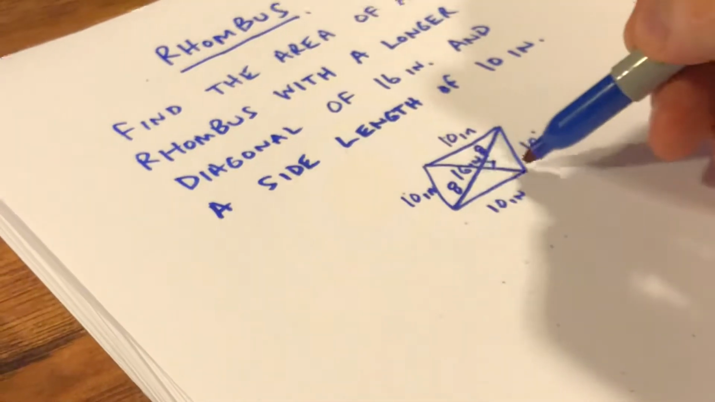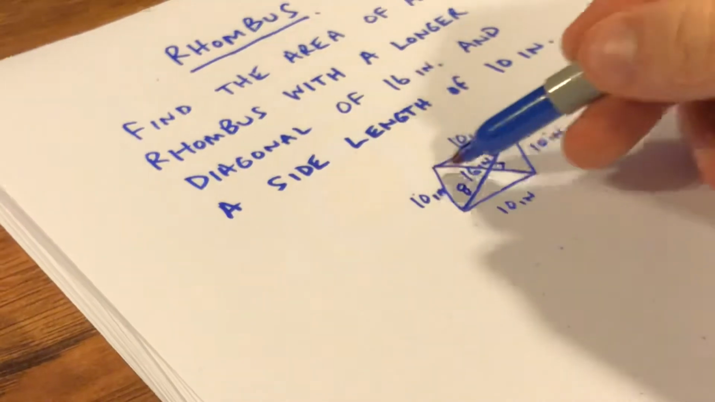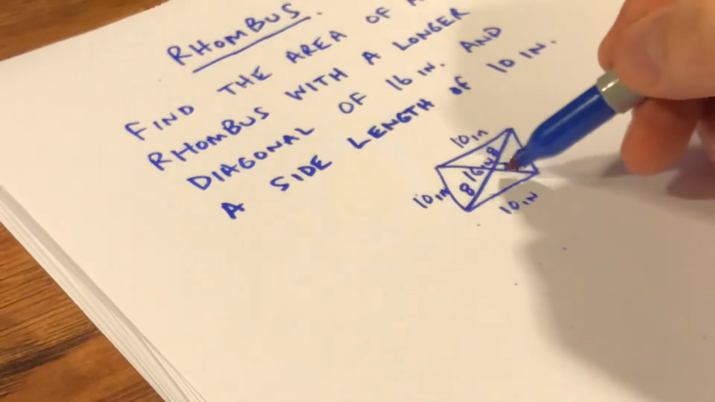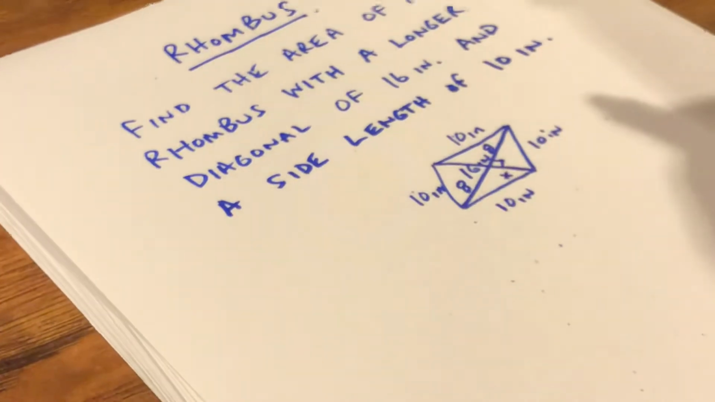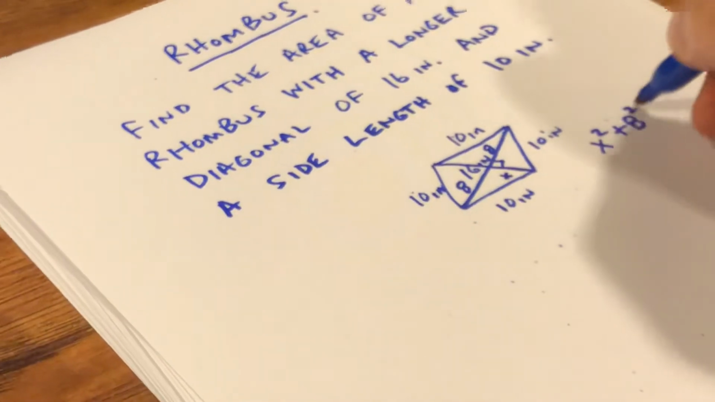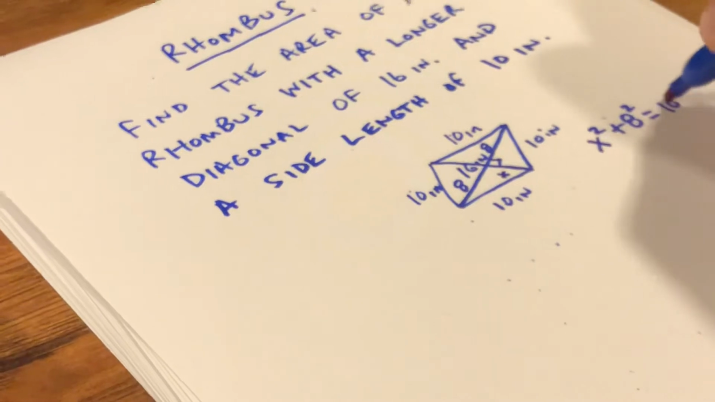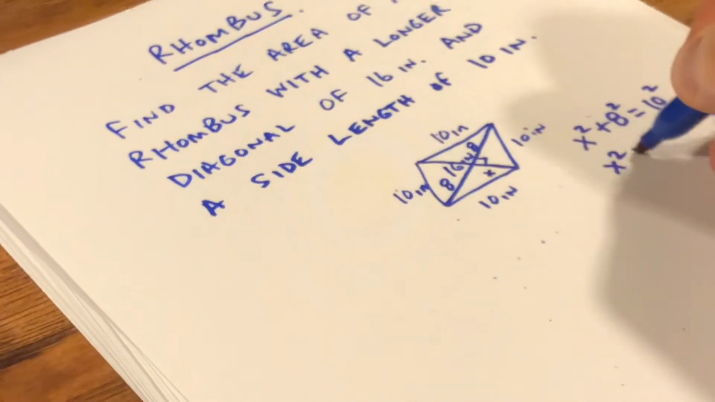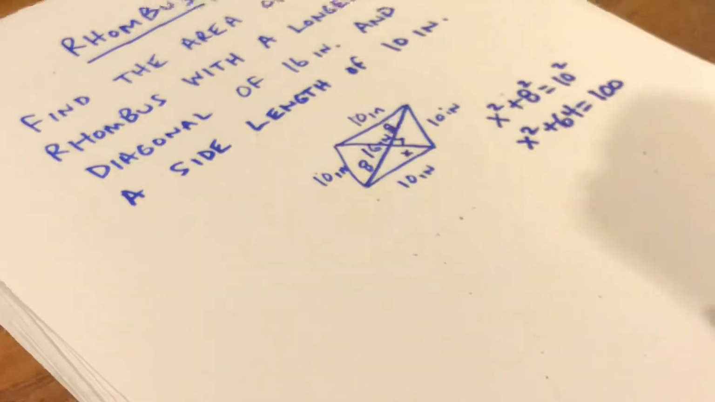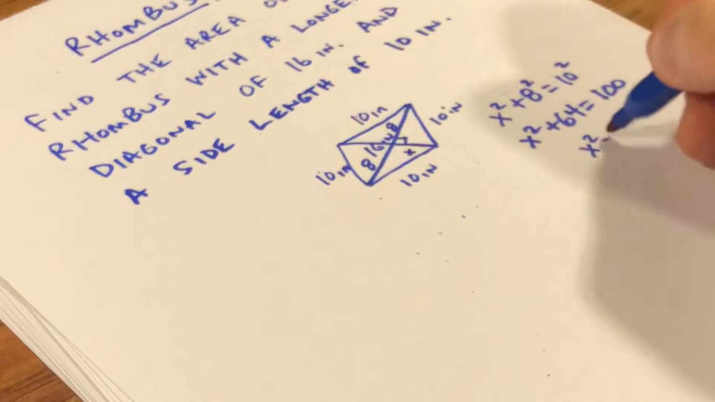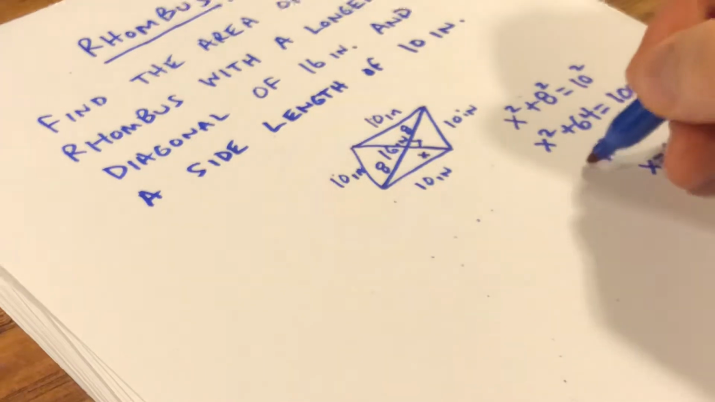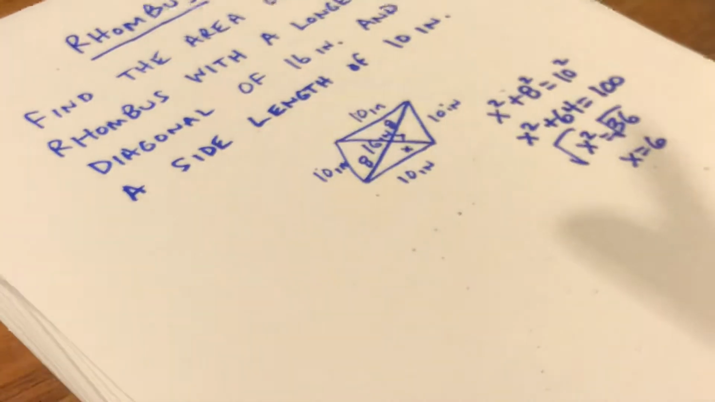If we focus on this triangle here, again, we're trying to find this length here of this diagonal. I can do the Pythagorean theorem. If I call this smaller length x, I can say x squared plus 8 squared is equal to 10 squared. If we simplify that, x squared plus 64 equals 100. If we subtract 64, we end up with x squared equals 36. So that x value is going to end up being 6 after I take the square root of both sides.